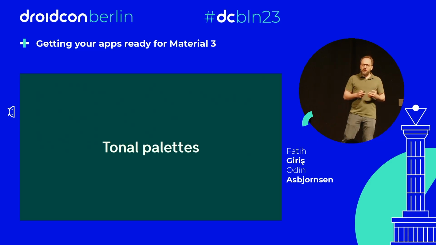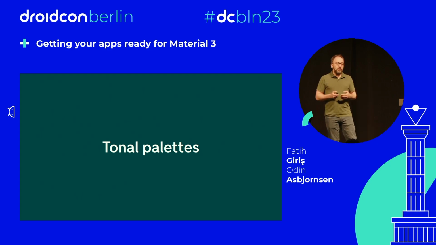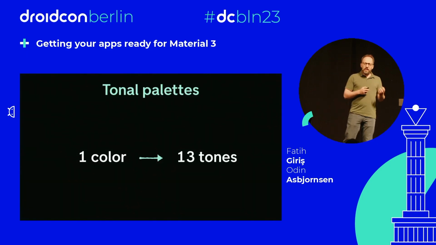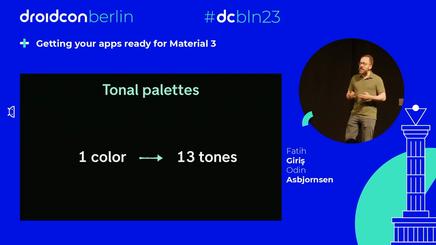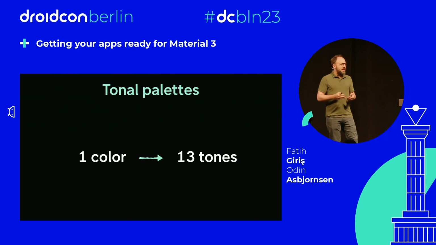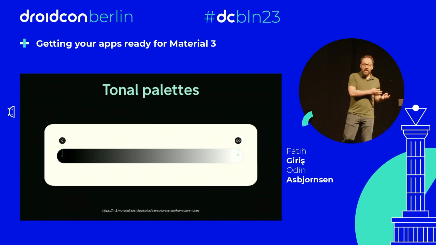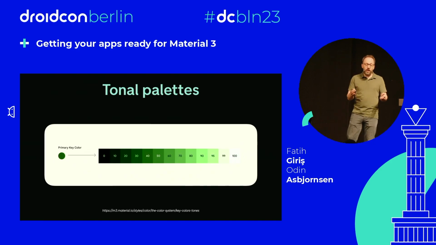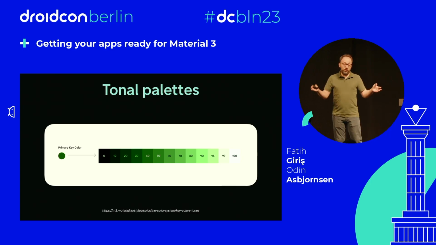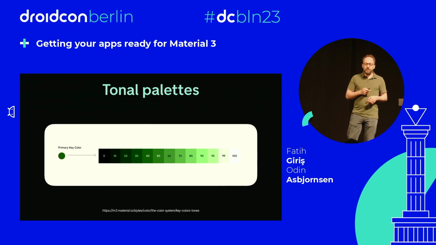And there is also something called tonal palettes. And tonal palettes are really important in Material 3. It's not actually new. The tonal palette has been there in Material 2, but it was not really visible. But Material 3 is gaining a lot from the tonal palettes. What a tonal palette is, is that one color becomes 13 tones. And those 13 tones are from black to white. And as you can see from here, you just pick one primary color that you want, and you have 13 tones of that primary color. And that is actually being used everywhere in different components.